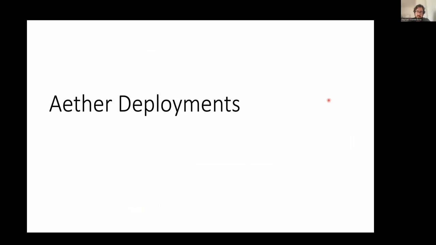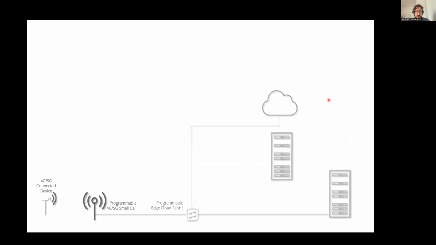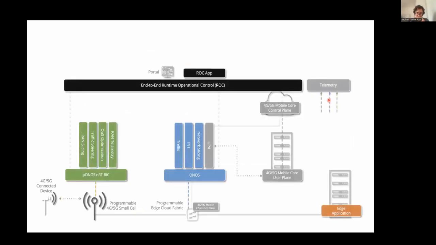To talk just a little bit about Aether deployments and examples of the applications that were deployed. Here is the high-level architecture of one of the deployments. This is just an example of one deployment architecture that was used in the Pronto project, and also presented in one of the demos that ONF had in the past with Aether.